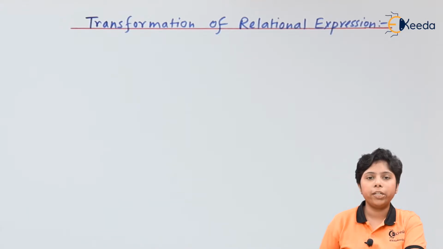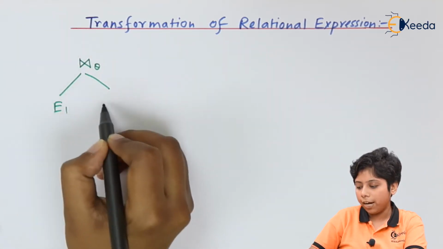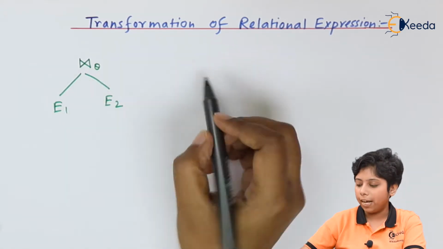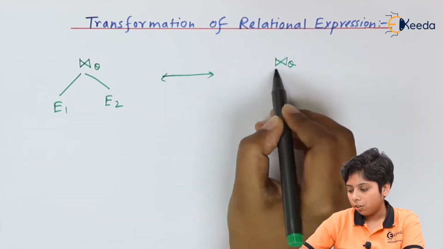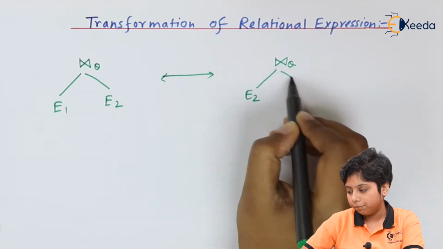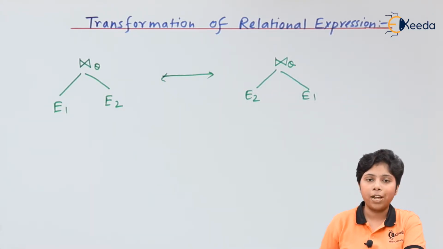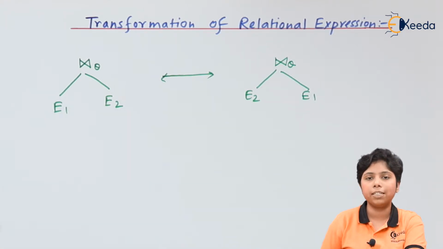The first rule is the equivalence rule for two relations, that is theta join. If there are two relations E1 and E2 joined by a theta join, then it is equivalent to the theta join of E2 and E1. So if E1 and E2 are theta join equivalent, then either side must generate the same result.